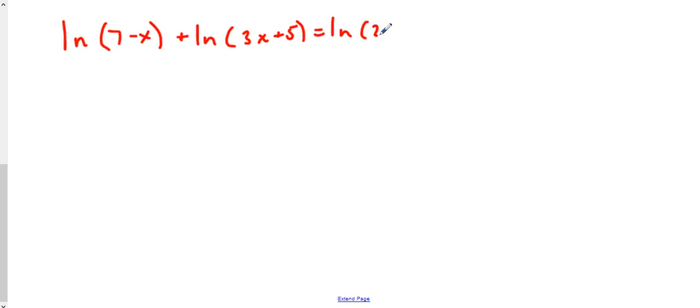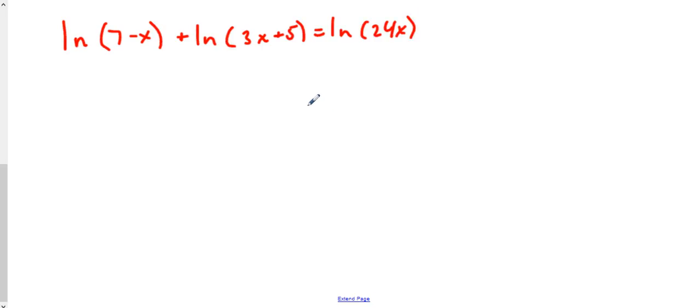I'm going to take this example. The natural log of 7 minus x, plus the natural log of 3x plus 5, and that's going to equal the natural log of 24x. All right, we got that right there.